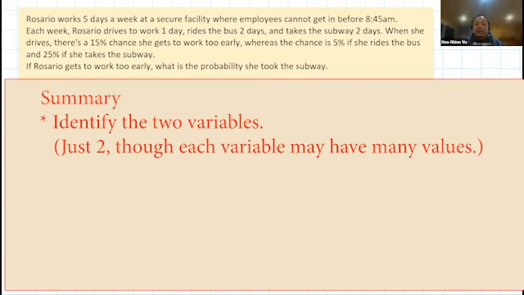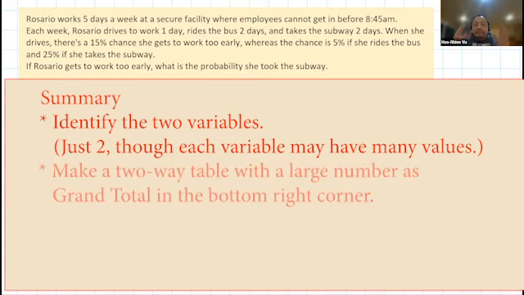That allows you to make the two-way contingency table, where one way is the variable, how did Rosario get to work? It has three values, but it's just one variable. The other variable, I hope you also realize that if she's early to work some days, that means she's not early to work all the other days. That makes it a categorical variable with two outcomes, early and not early. The question never talked about being not early. You should be able to figure out that it's part of the situation.